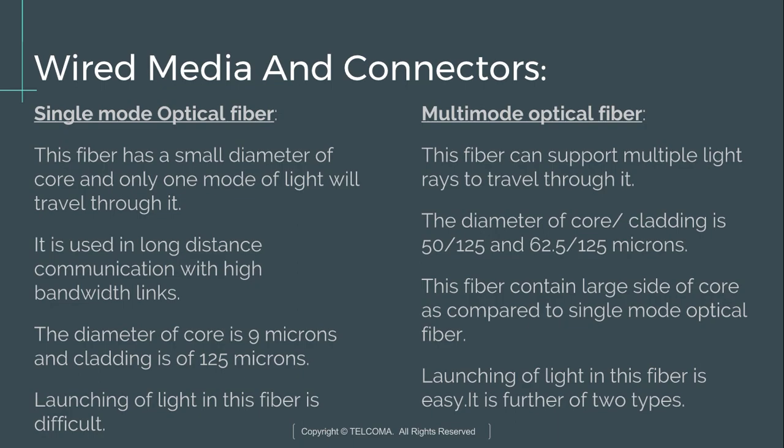So the multimode fiber contains a large core size as compared to single mode optical fiber. In single mode optical fiber, launching of light into the fiber is difficult, whereas in multimode optical fiber, launching of light into the fiber is easy as it contains a large core size. Multimode fiber is further of two types.